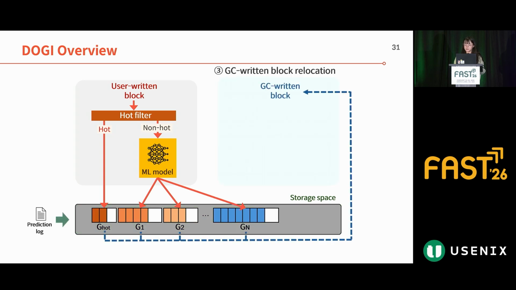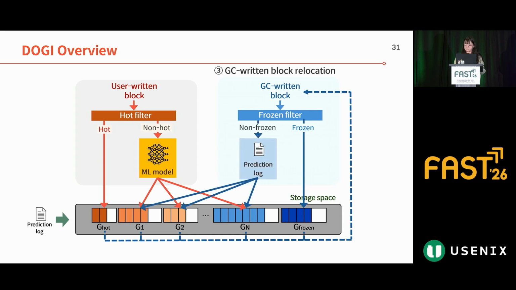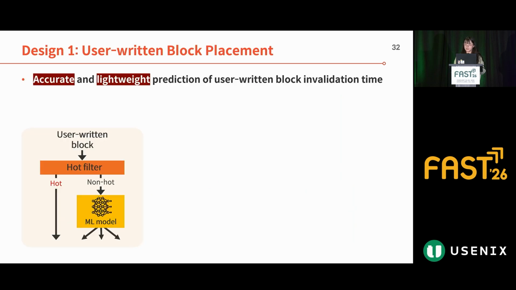In each group, GC-written blocks that remain valid due to prediction errors are relocated to different groups. Then a frozen filter identifies the frozen blocks with the longest invalidation time. The remaining non-frozen blocks are separated by the prediction log. Now I'll explain each design component in more detail.